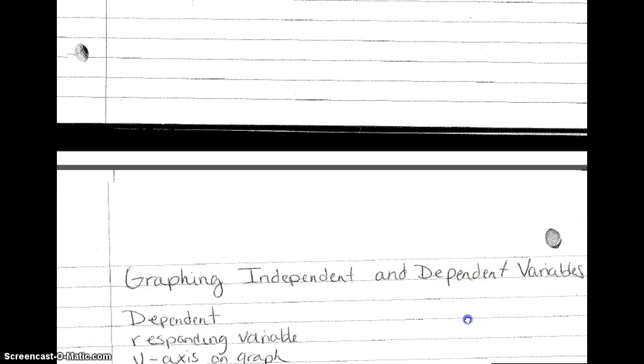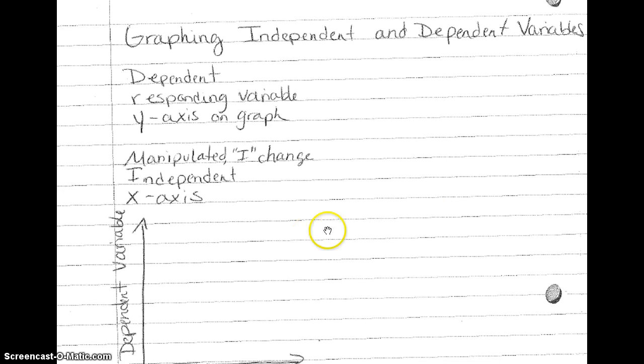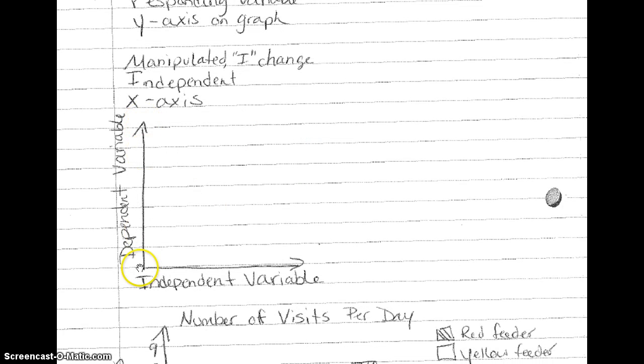When you collect data during an experiment, you will have to graph your results. To graph independent and dependent variables, I want you to remember the statement DRY MIX. The D stands for dependent, which is the responding variable, the one you're measuring. And the Y axis is where you will put it on the graph. This is the Y-axis. MIX, the M stands for manipulated, the one I change, which is your independent variable.